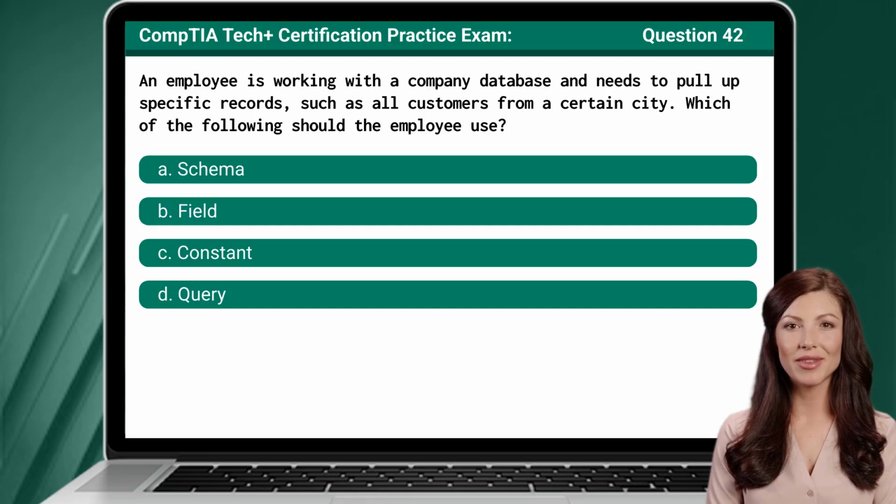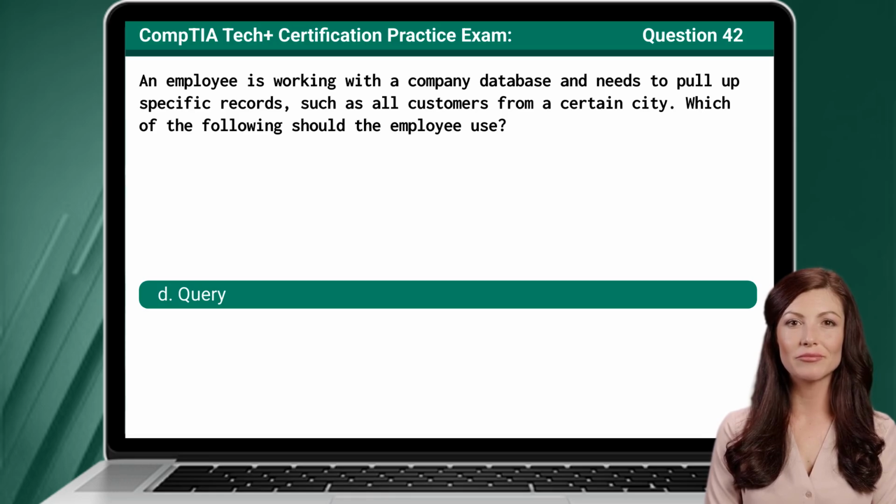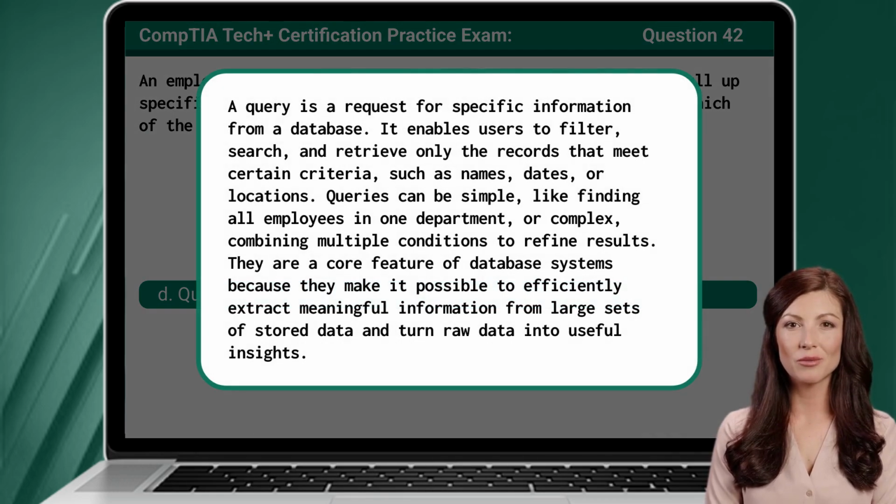The answer is D. Query. A query is a request for specific information from a database. It enables users to filter, search, and retrieve only the records that meet certain criteria, such as names, dates, or locations. Queries can be simple, like finding all employees in one department, or complex, combining multiple conditions to refine results. They are a core feature of database systems because they make it possible to efficiently extract meaningful information from large sets of stored data and turn raw data into useful insights.